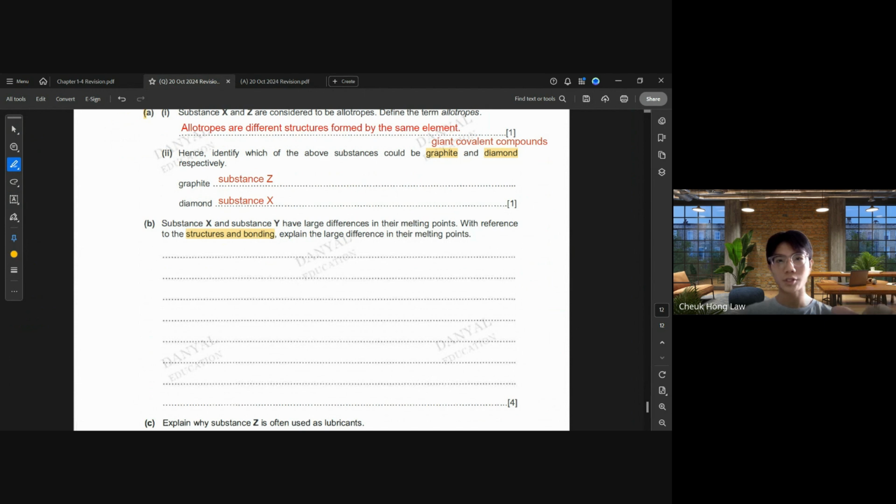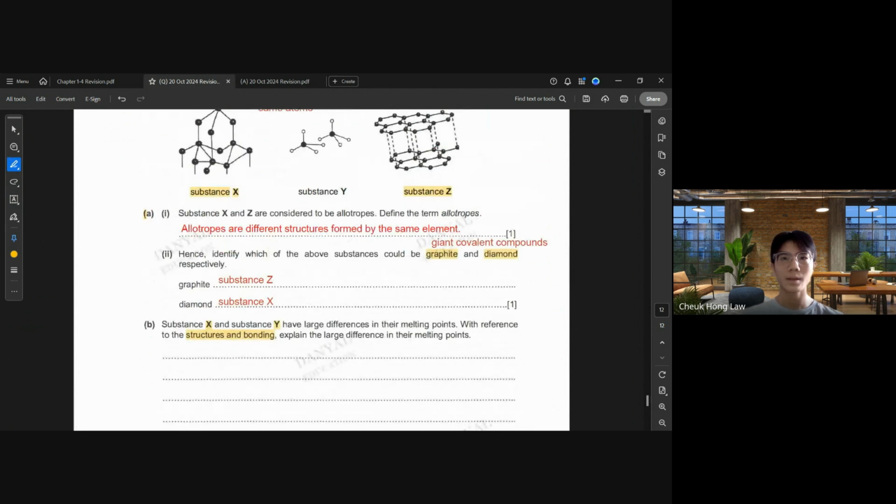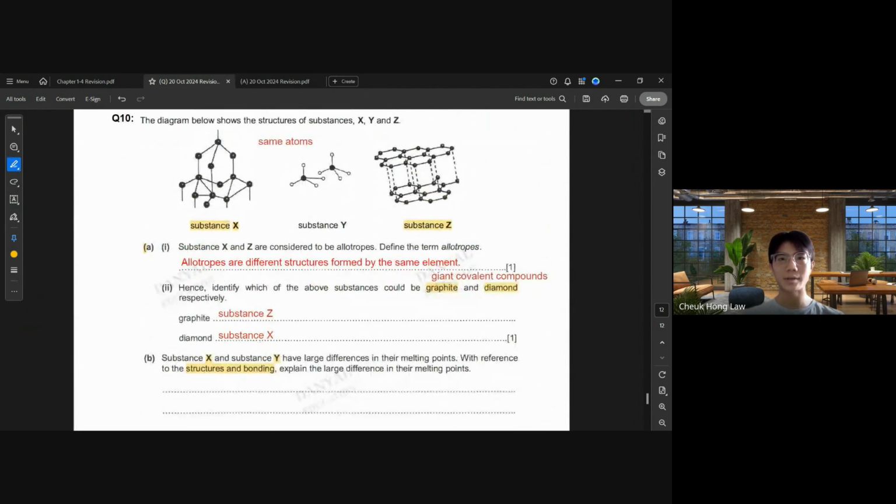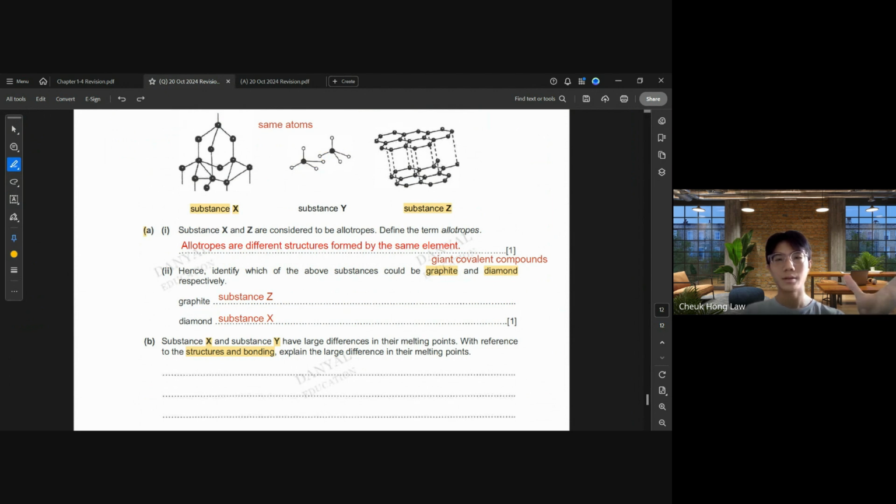So we have to use structure and bonding. What are structures? Structures are like your simple covalent structures, your giant ionic lattice structures, your giant covalent structures. So first we need to identify the structure of X and Y. If you look at substance Y, it's a very small molecule, right? You can count the number of atoms. It doesn't look like any lattice structure, so it's probably going to be a simple covalent structure. Okay, so substance Y has a simple covalent structure.